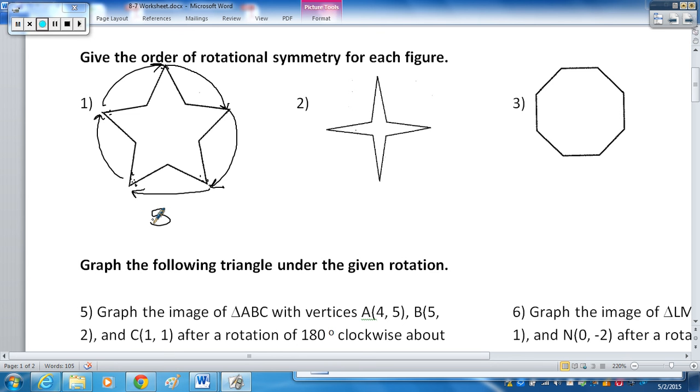How many rotations would we have in number 2? If this one goes here, then it would map on itself. And then this one goes here, that would map onto itself. It goes here, goes here. So there are 4 different rotations there that would still map onto itself.